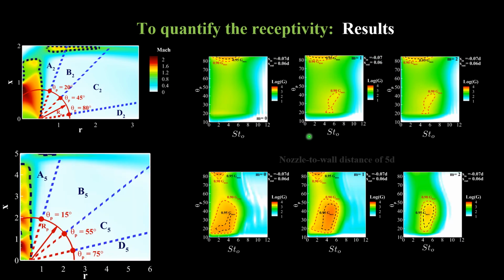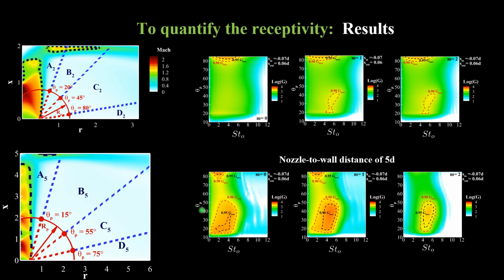Moving to the next case, nozzle-to-wall distance of 5D. The transfer function also shows different behavior in different regions. A5 is defined between theta 10 degrees and 15 degrees. The transfer function is low, with the maximum occurring at low frequencies. Region B5 is defined as theta p between 15 and 85 degrees. The transfer function is maximum at high frequencies. As we move from the center line of the jet, the maximum transfer function moves to higher frequencies.